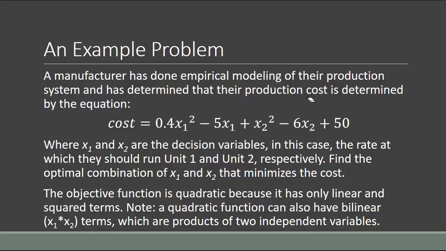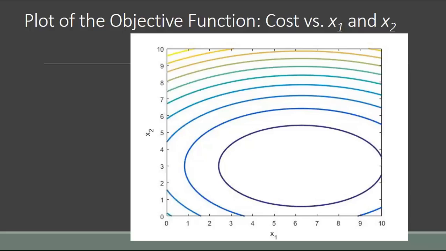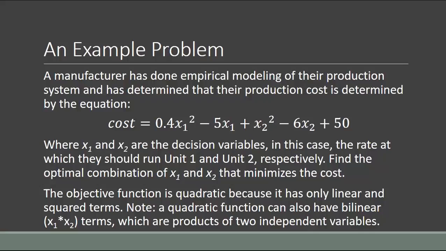So it's quadratic because it has only linear and squared terms in it. It could also have bilinear terms, so it could have plus 10 times x1 times x2. That would still be quadratic. But this particular problem doesn't have any of those terms. So the corresponding parts of the H matrix will be zeros because we don't have any of those bilinear or x1 times x2 terms.